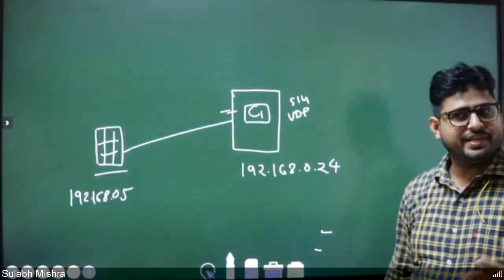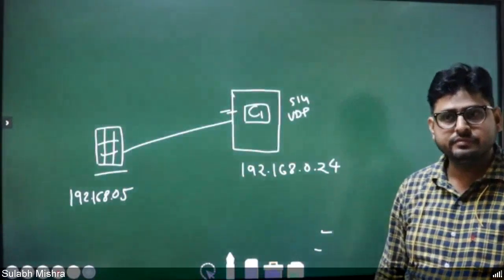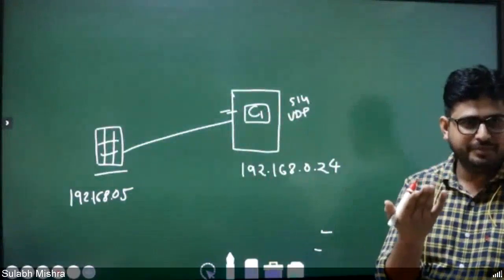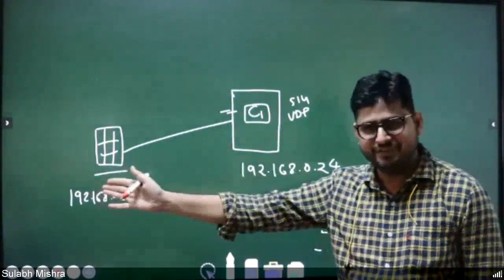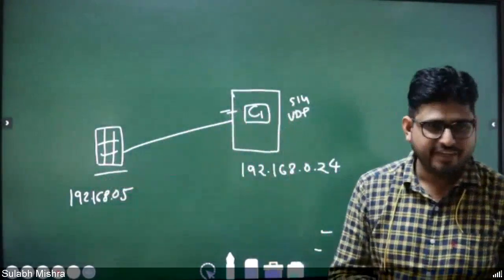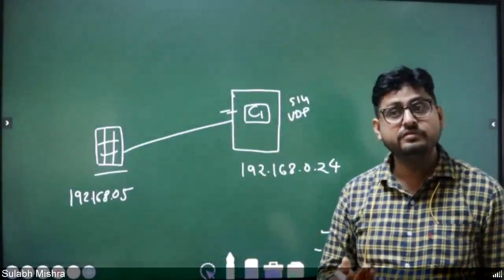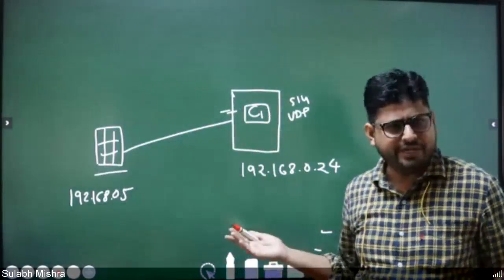So how can we check the connectivity? How can we check whether connectivity is there or not? Ping. We can ping this particular device, and pinging shows connectivity is there. If connectivity is not there, what will you do? If you check that there is no connectivity, what will you do?